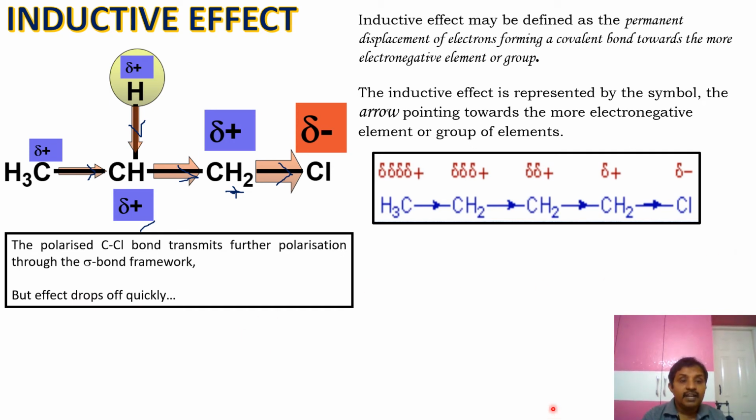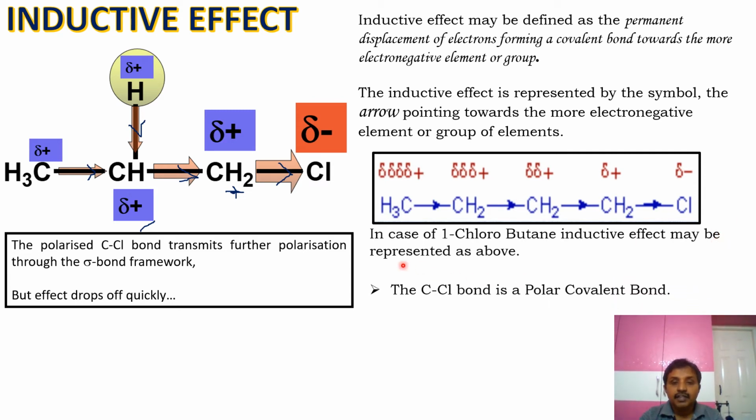Now, the polarization of the C-Cl bond transmits further polarization through the sigma bond network. What does the polarization of the carbon-chlorine bond represent? It transmits further polarization of the sigma bond framework. I have explained this in the case of 1-chlorobutane. This is 1-chlorobutane, and the inductive effect may be represented as above.